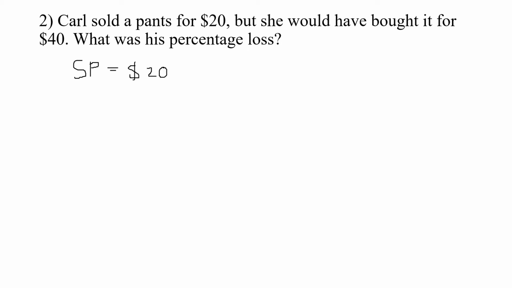So he sold the pants for $20, but she, Carl sounds like a male name anyway, but I think this is supposed to be she, would have bought it for $40. So that $40 there is supposed to represent our cost price. That's how much she would have bought it for. And it kind of makes sense, because we know she made a loss. So obviously the price she bought it for is not the same price she sold it for, because if you make a loss, that means you sold it cheaper than what you bought it for. So this makes sense.